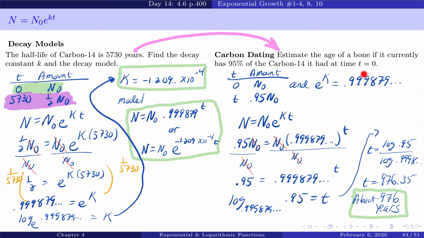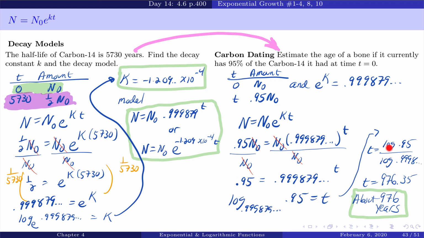And I'm going to use e to the k from the previous problem. So again, start with your formula, plug in what you know. At time t, I have 0.95 N0. I started with N0, and e to the k is this quantity here. Divide both sides by the N0 to make them disappear. How do we solve this? Change it into log form. Log base 0.9998 of 0.95 equals t.